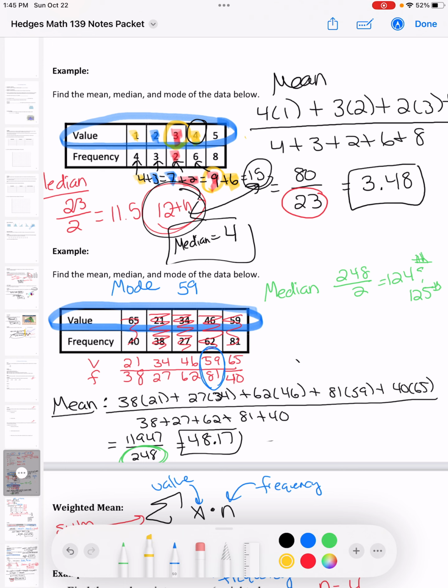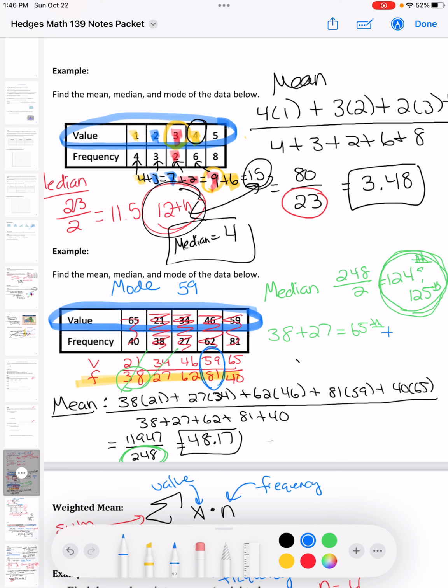So I'm going to look down here at my frequencies. The first 38 numbers would be 21, 21, 21, 21, 21. I don't want the 38th number. I'm looking for the 124th number. So I'll start with 38. All right, I've taken care of those. The next 27 numbers in the list would get me all the way to the 65th number. Again, remember my goal is the 124th number. I'm only on the 65th, so it's not those.